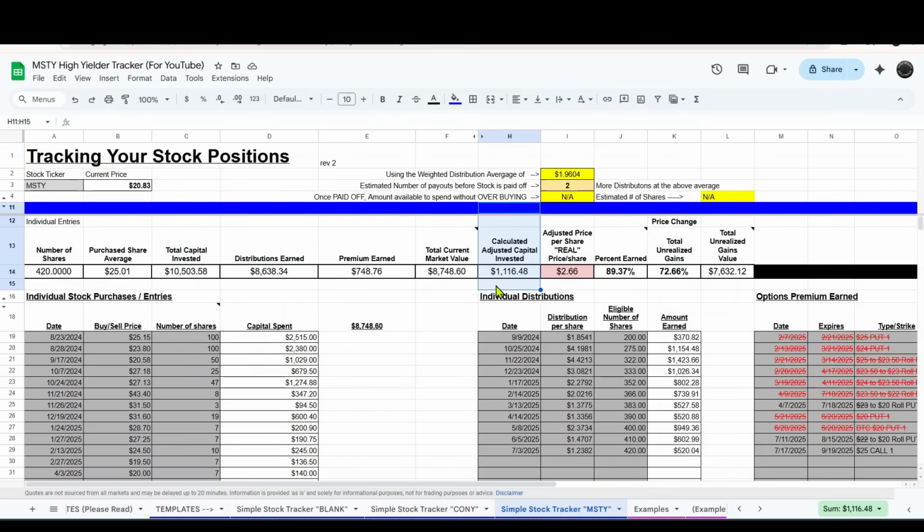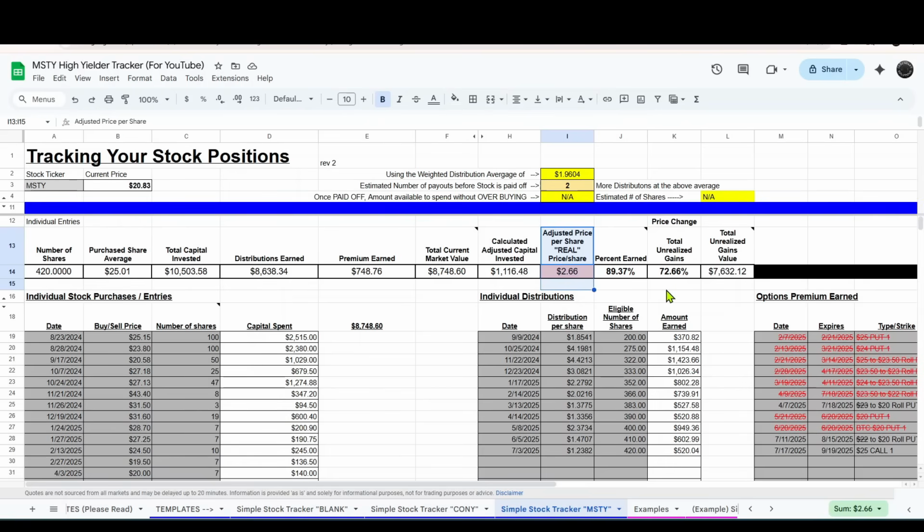This is the amount of money that I still have at risk. Divide that by the number of shares, gives me my $2.66 here. And that is what I still have at risk per share. So to me, that is my real price per share. Once that becomes zero, I am free and clear and own my shares.